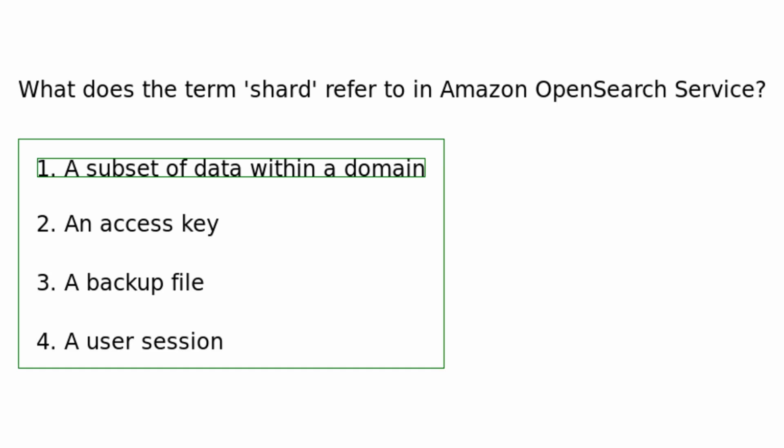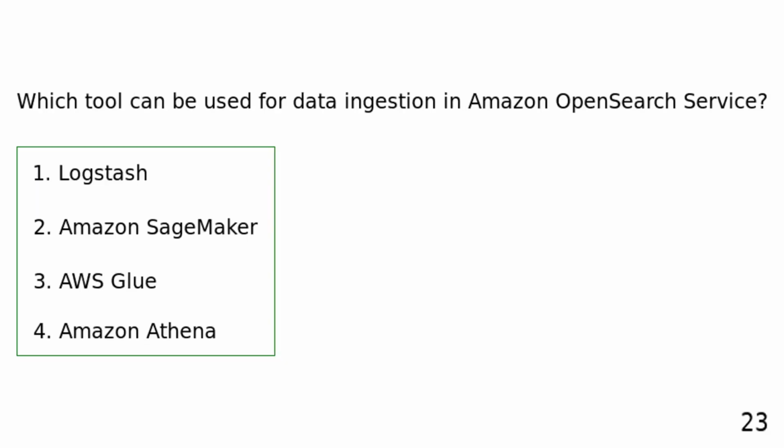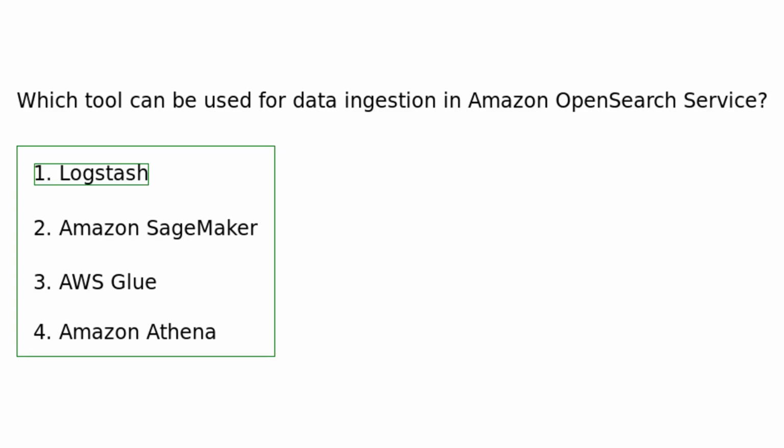Which tool can be used for data ingestion in Amazon OpenSearch Service? Logstash, Amazon SageMaker, AWS Glue, Amazon Athena. Logstash is commonly used for data ingestion into Amazon OpenSearch Service.